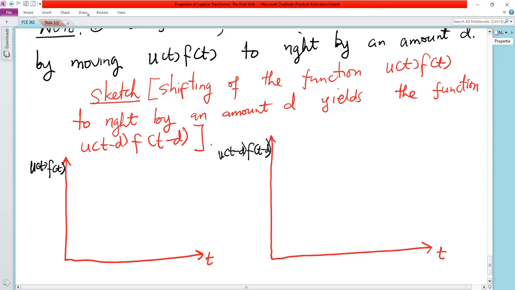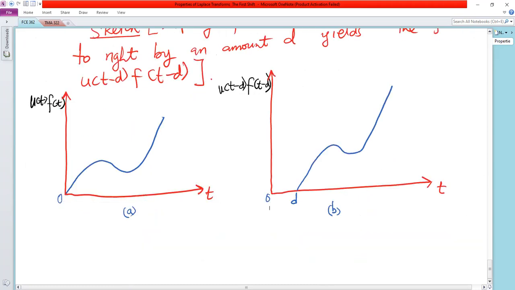So if we have this as the function, then you have the same function shifted by an amount d to the right. So this is graph A, this is graph B. This new graph is obtained by shifting it by an amount d to the right. So from this origin, we have d steps to the right to obtain this new function, u of t minus d times f of t minus d.